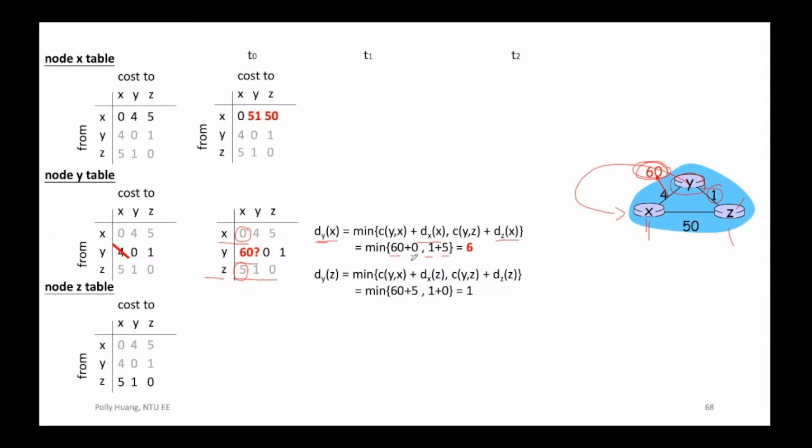And Bellman-Ford equation says comparing 60 to 6, 6 wins. And that is actually going through node z. So y is going to pick, saying to go to x, let me send it to z first. And then z says, I know a way to x.